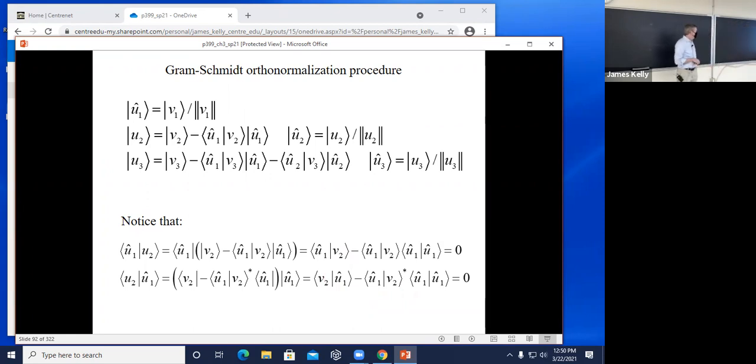So that was just to clean up what Yi Chen asked about on Thursday. In any case, this is the Gram-Schmidt orthonormalization procedure where you successively subtract off projections onto all the unit vectors you've created so far.